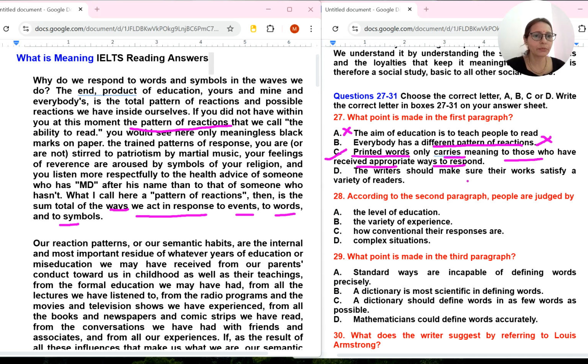The writers should make sure their works satisfy a variety of readers. There was no explanation like that. That the writer should make sure his work should satisfy a variety of readers, nothing was given like that.